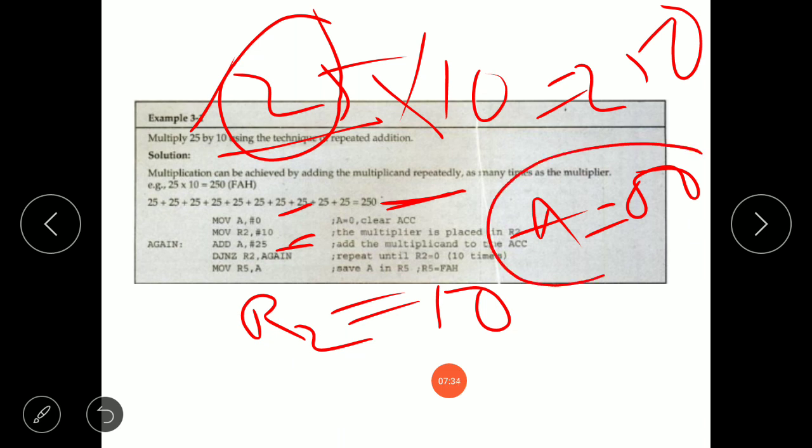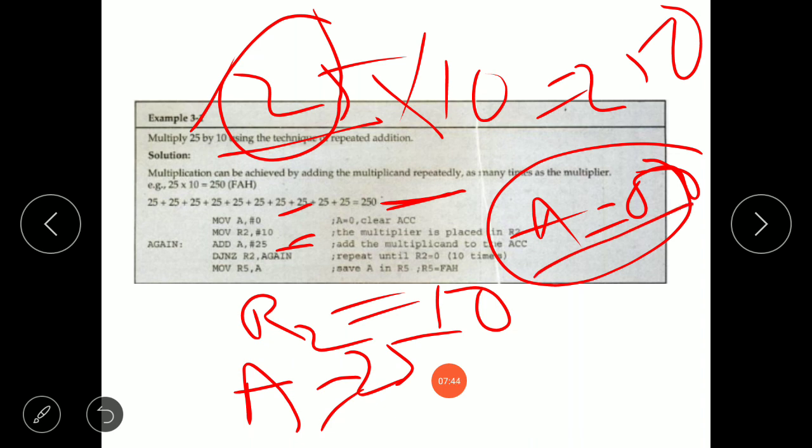Now I have cleared the accumulator. The next step, I will be storing the value 25 in the accumulator. So what I did, initially I made the accumulator 0, means I erased the previous value. If there is any previous value written in the accumulator, I erased that value by storing the value 00 in the accumulator. Next I set the counter: since I have to add 25 ten times, I have stored the value 10 in the register R2.